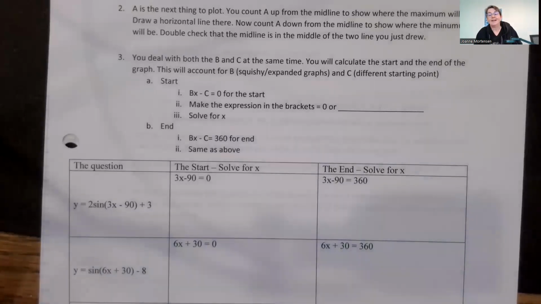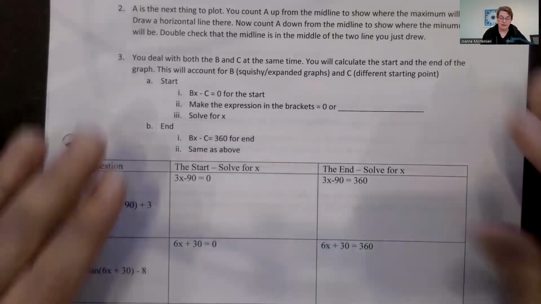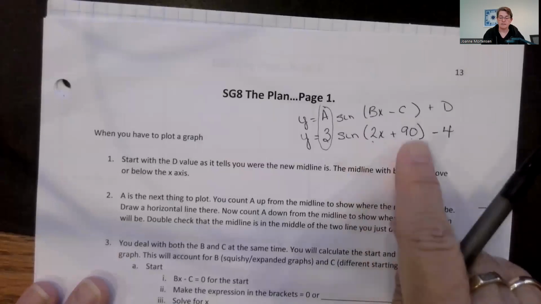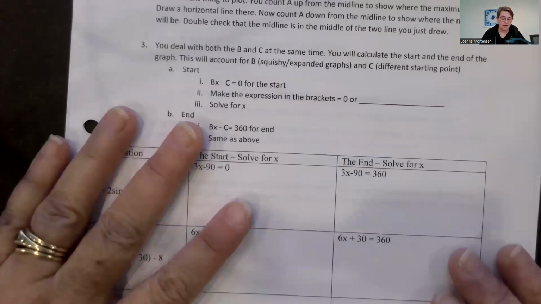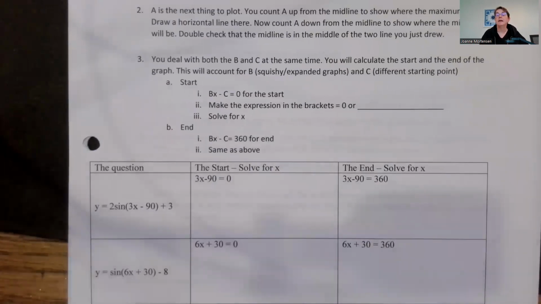Got that? Yeah, we're going to deal with B and C at exactly the same time. So we're going to find our start and we're going to find our end and whether it shifted or not. And we know all of those are not starting at 0 and 360 because it's messed up, right? Because we've got the 2x and the 90 in there. So we haven't done this before, so we're going to do some practice. So I'm going to ask you to be patient, and then we'll get back to our graph, and we'll do all that work together on the graph paper.